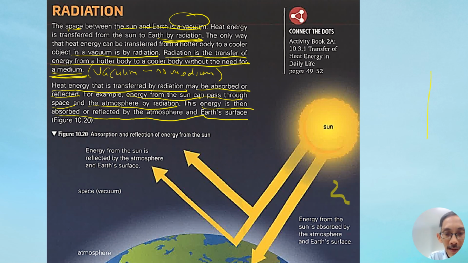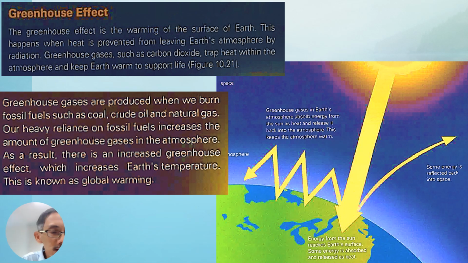Okay, the next slide becomes important. So why is radiation important in our understanding of the Earth? Okay, just now we said that the radiation that is transferring energy from the sun can be absorbed in the atmosphere and on the Earth's surface, but at the same time, it also can be reflected out into space.